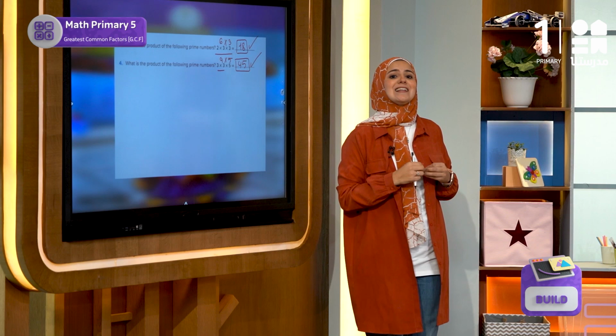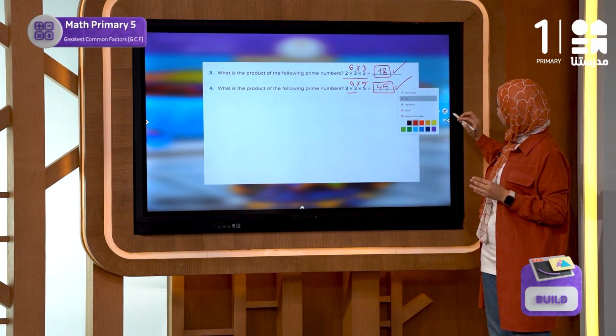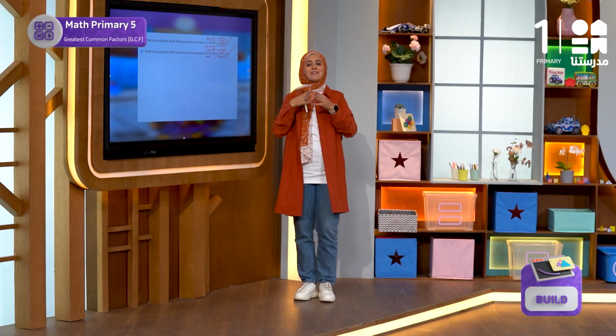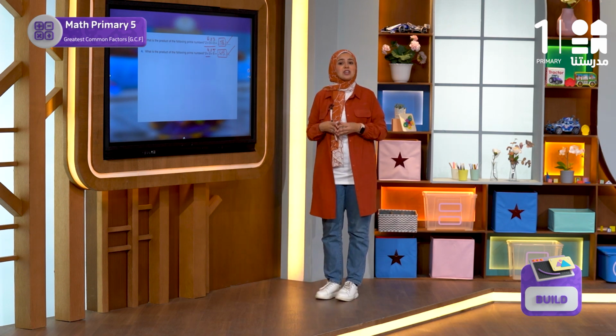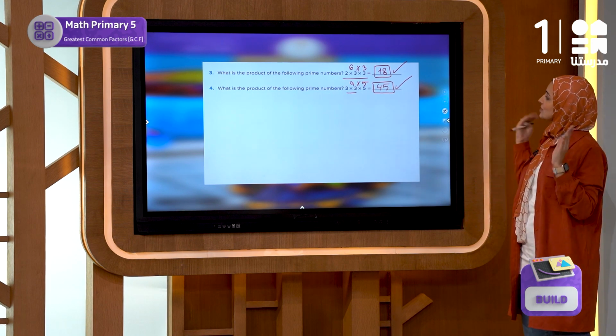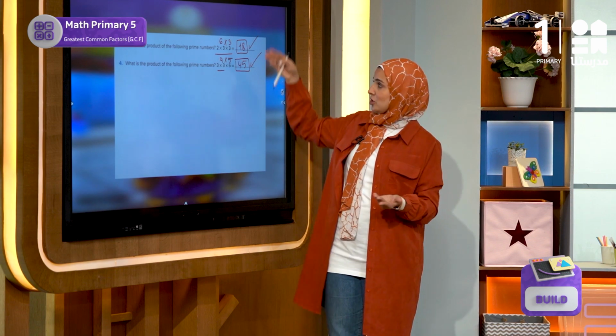Now, what do I want? I want to get the greatest common factor between these two numbers, 18 and 45. So what do we do? Do you remember what we did? We have a second guess. What is the second guess, or what is the strategy that we use? We are going to look at the prime factors. So let's check. In the first question, I will start with 18. Of course, you can start with any number.